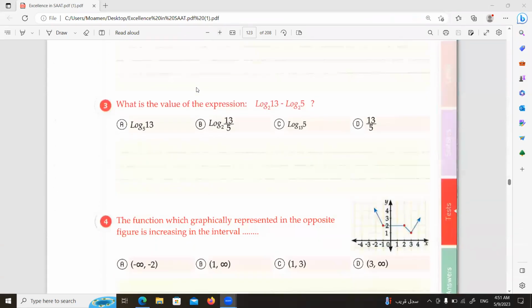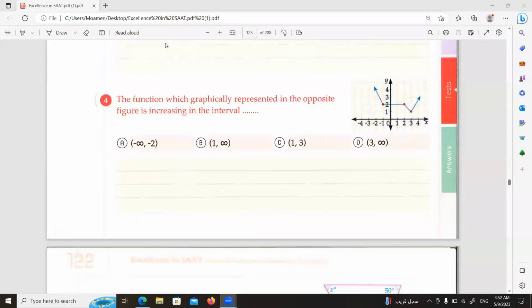We're going to the third problem. In the third problem, we're talking about logarithms. It's a rule, and we have here log with base 2 of 13 minus log with base 2 of 5. As we said before, if we have the same base, we can combine the logs. So I make one big log with base 2, and here the sign is minus. You said that if we have minus, you will change it into divide. The first number divided by the second number, so 13 divided by 5, and this is our answer, which is letter B.